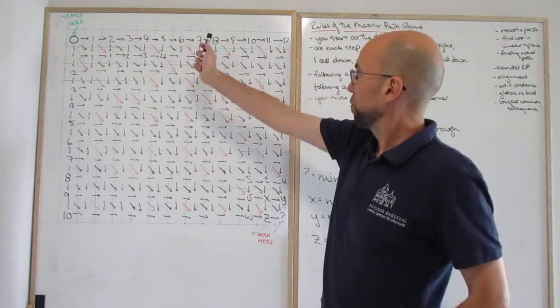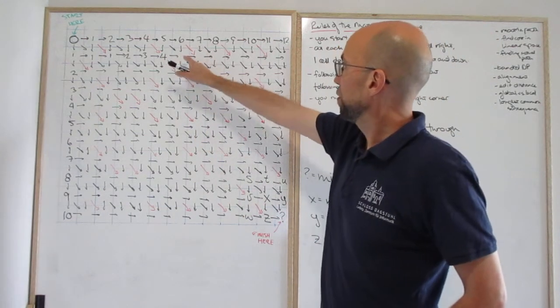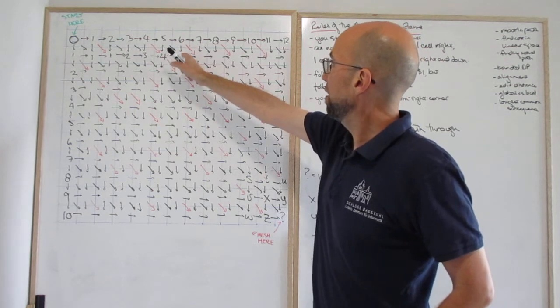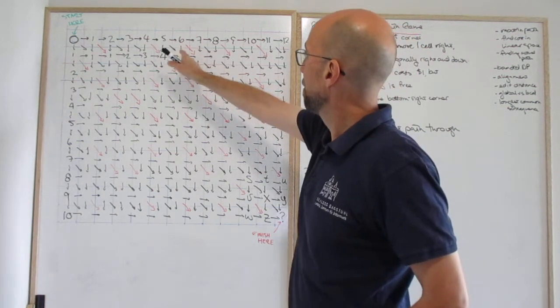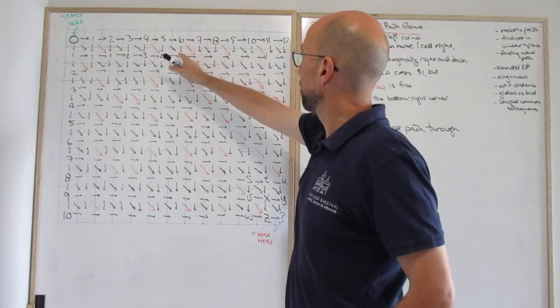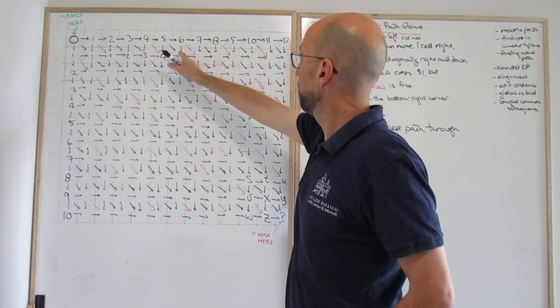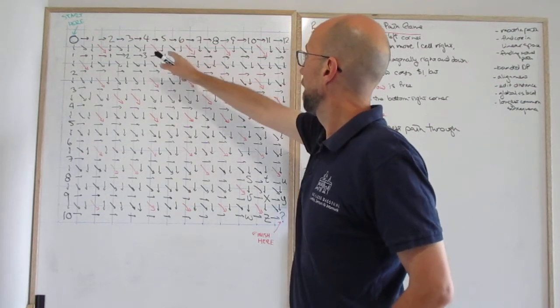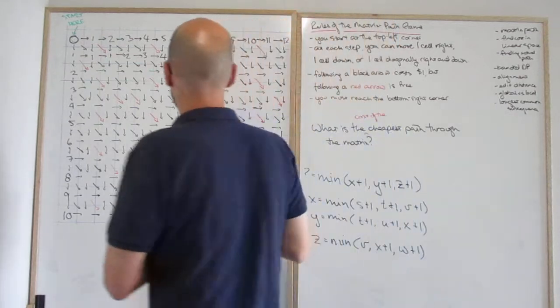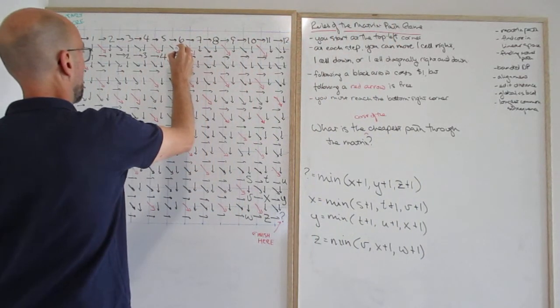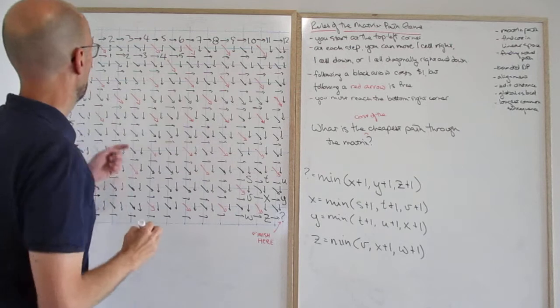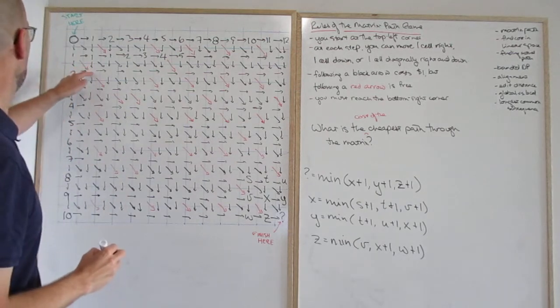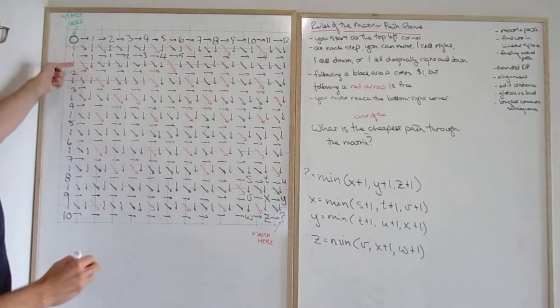So we can sort of work these things out, right? Because if you look here, since this arrow is black, it's the min of this plus 1, and this plus 1. So this is a 5. Okay, so for example, what is this? This is a 1.